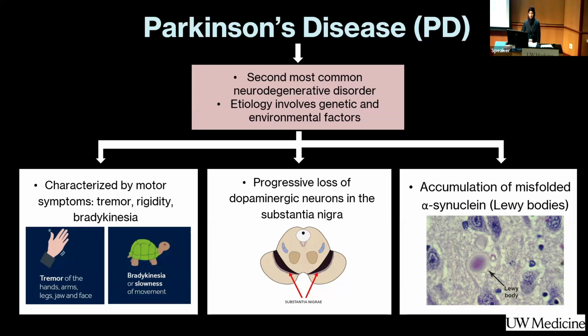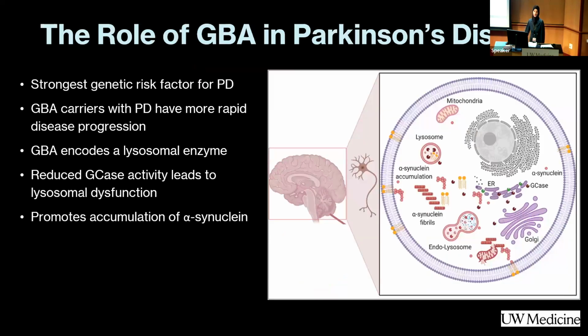And also the role of GBA. GBA is a gene that encodes an enzyme called GCase, leading to lysosomal dysfunction when deficient. And when the waste products build up, they build up misfolded alpha-synucleins, which cause Parkinson's disease propagation.